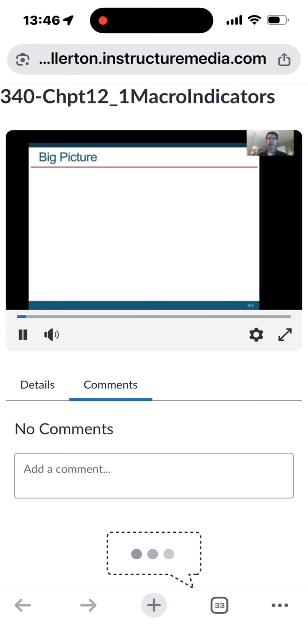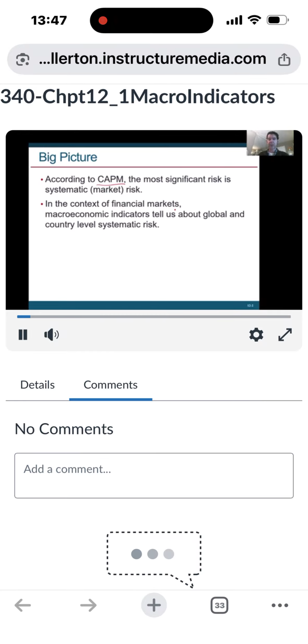So here's the big picture to keep in mind, why you would study this. According to CAPM, the most significant risk is systematic risk. What is that? Market-wide risk or economy-wide risk. CAPM points us to broad economy-wide risks and events. In the context of financial markets, macroeconomic indicators tell us about global and country-level, or economy-wide, systematic risk. So it makes sense, even in the context of CAPM, to study that.